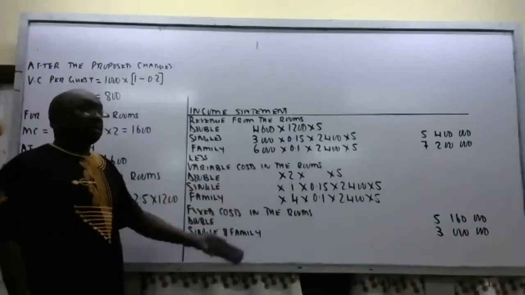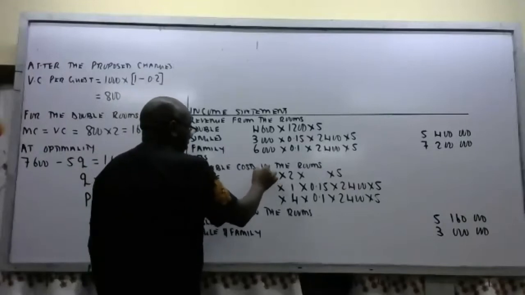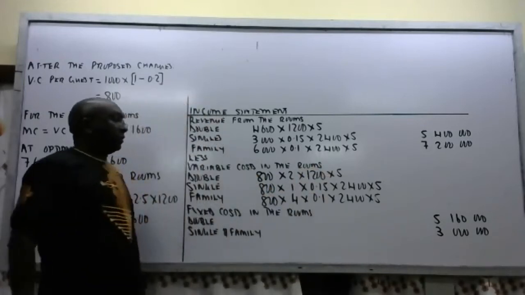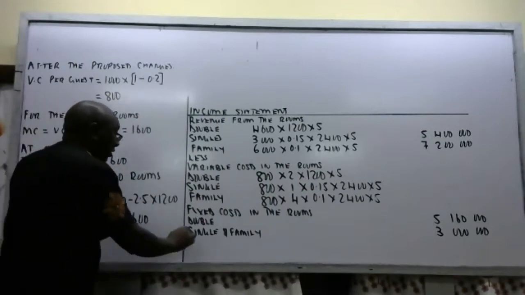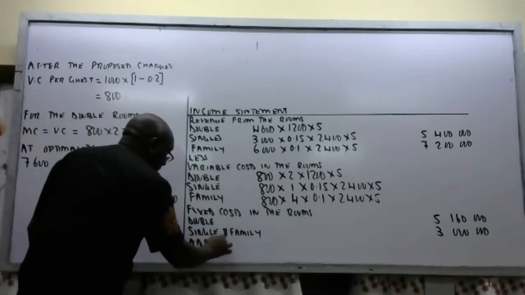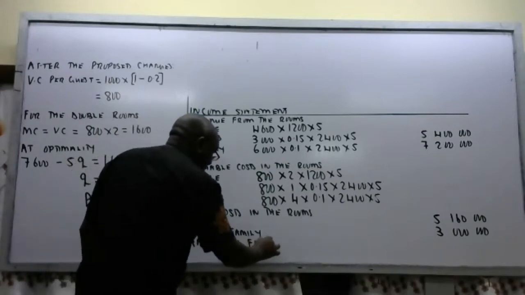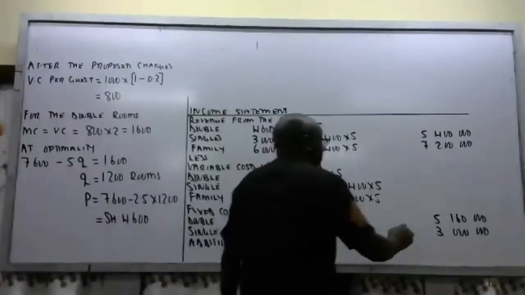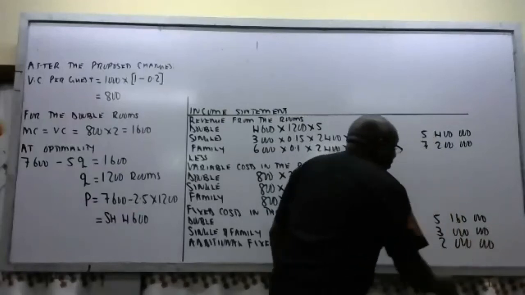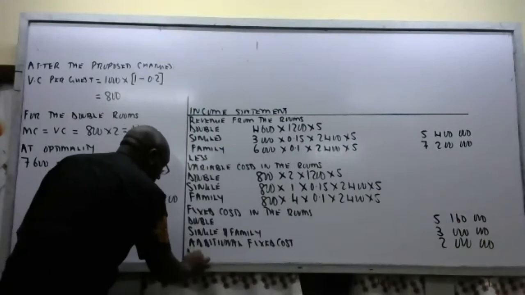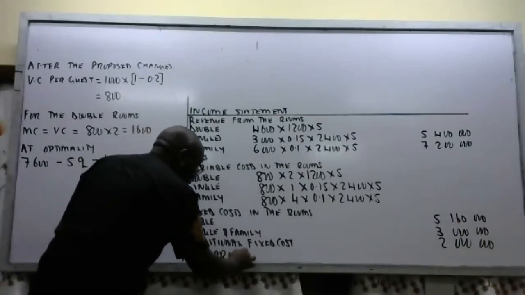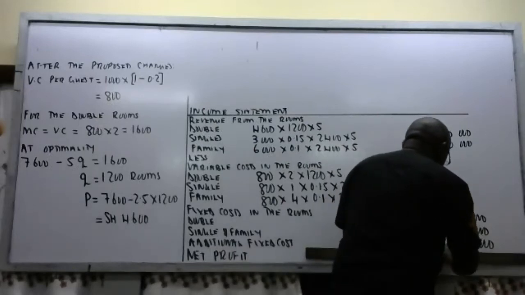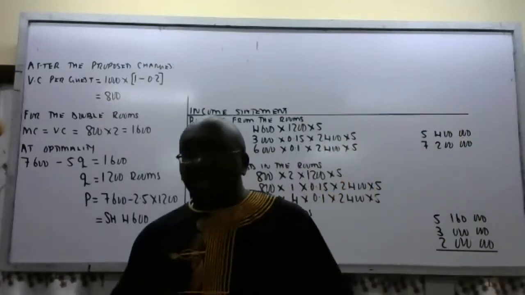When you come to variable cost, it is not now 1,000, but it is what? 800 per guest. And the rooms here are 1,200. Then the question says there is additional fixed cost. According to the question, we are told it is 2 million. So based on that, you will tell me the new net profit. So do that quickly and tell me.